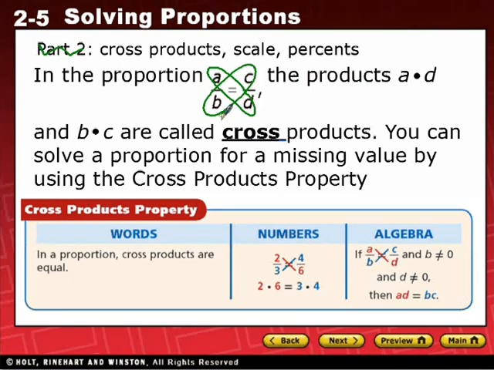And there is a spot in your vocabulary section for cross products. That's what you get when you multiply across the diagonal. Okay, multiply across the diagonal in a proportion. That's probably a good definition for it.